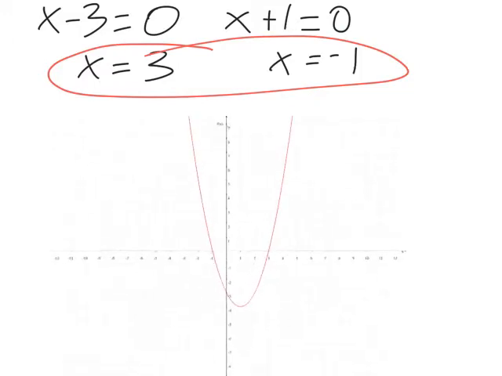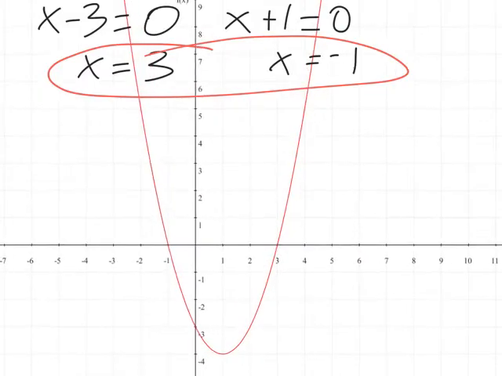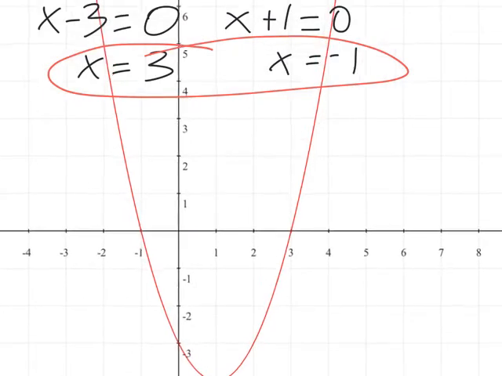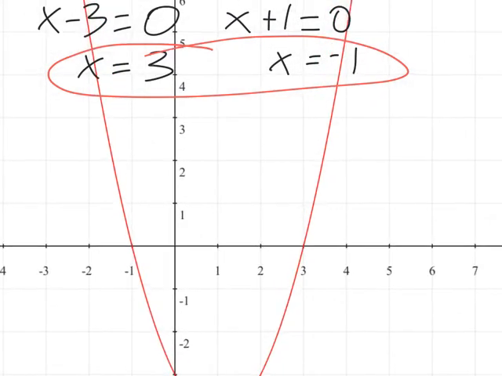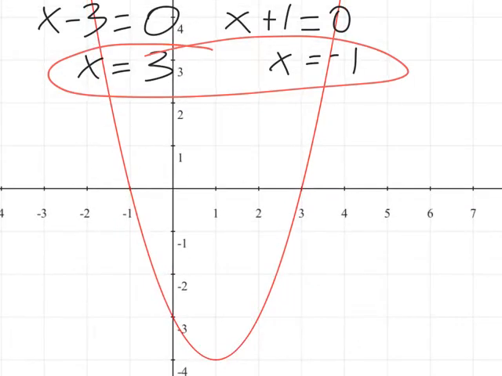Alright, here's the graph that I was trying to show you. Let me expand it just a little bit here. This is the graph of that same polynomial. And what we're looking at here are the two x-intercepts. I want you to notice that we do have one at x equals 3 right here, and then we have another one at x equals -1.